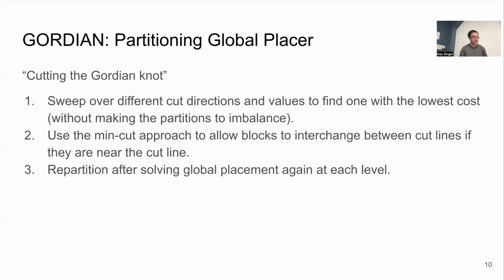At each level, partition, global place, repartition, global place. Then they go to the next level, partition, global place, repartition. Okay. So partition, global place, repartition, global place, and then so on. And so that's how they're able to fix the problem of making decisions too early, or at least that's how they claim to have fixed that problem.